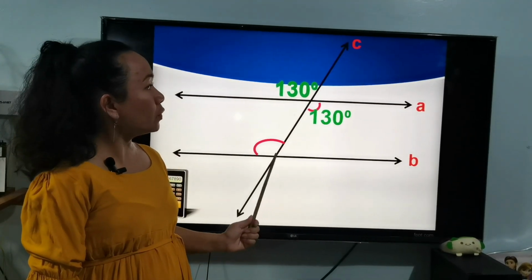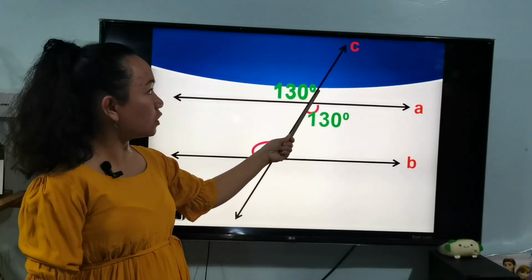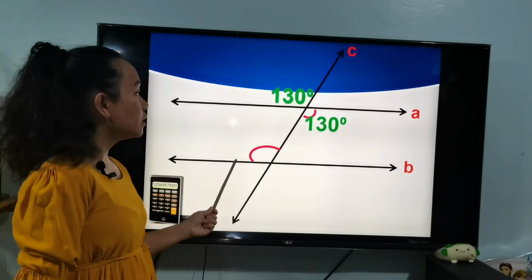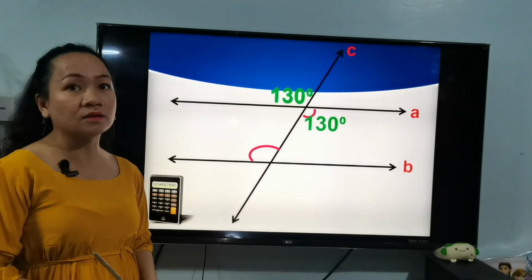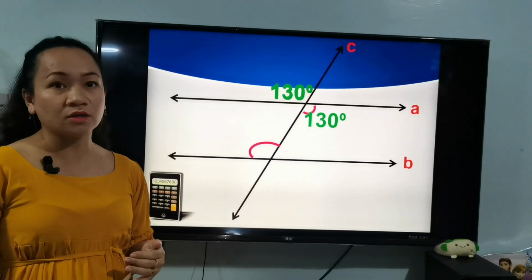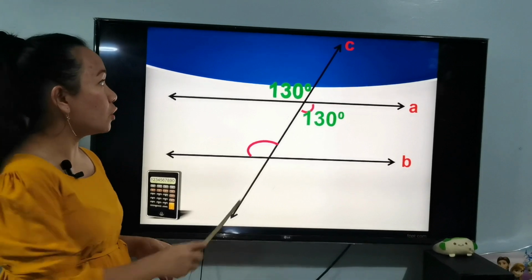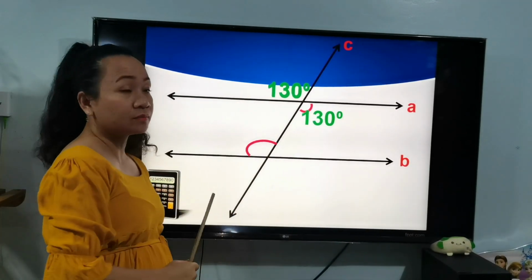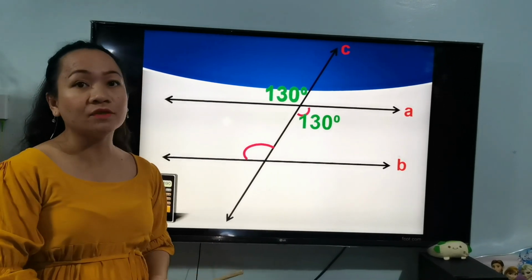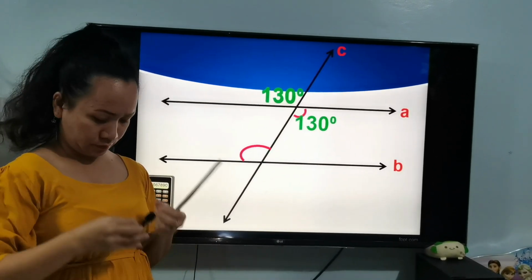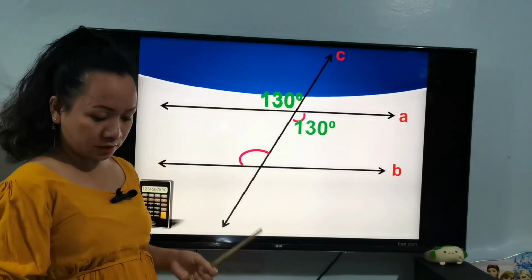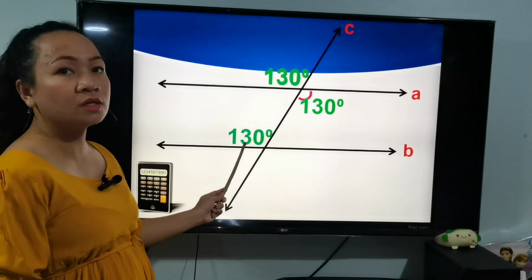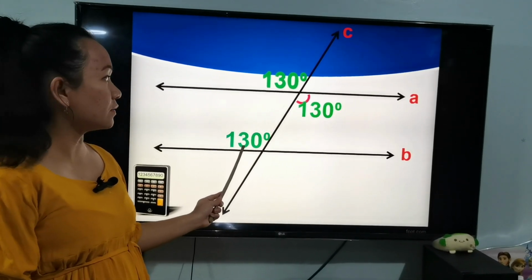Okay. So this angle, 130 degrees, in our relation, they are corresponding angles. All corresponding angles are always congruent. So if this angle is congruent to this angle, meaning to say they have the same measures, then if it is 130, this is also 130 degrees. Next.